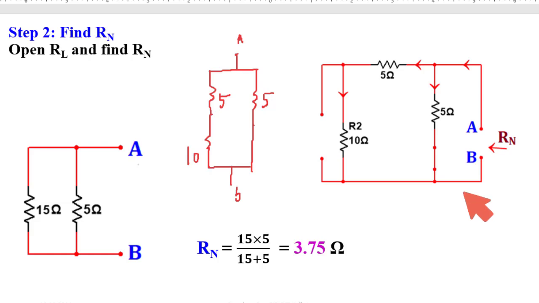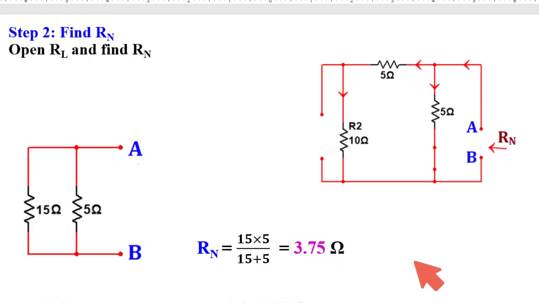So the whole circuit can now be converted into this circuit where 15 and 5 are in parallel, and ultimately the equivalent of this one is 3.75 ohm. So Norton resistance is 3.75 ohm.